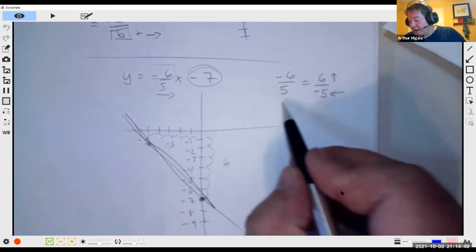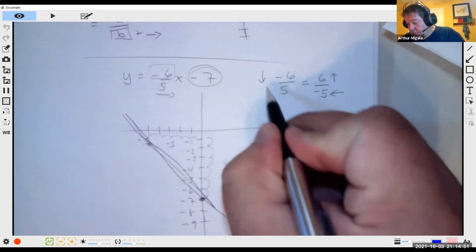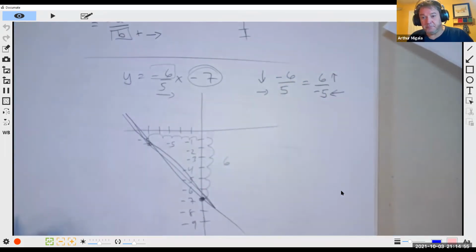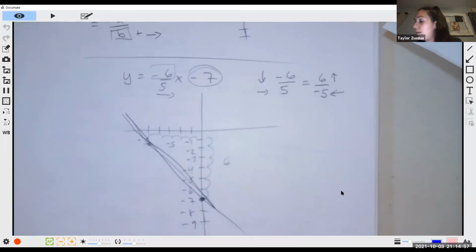So either way, you can either go down to the right or up to the left, depending on where they put your intercept. Okay, so let me write that down. So it would be equal to 6 minus 5, up and to my left. Got it. I think I got that.